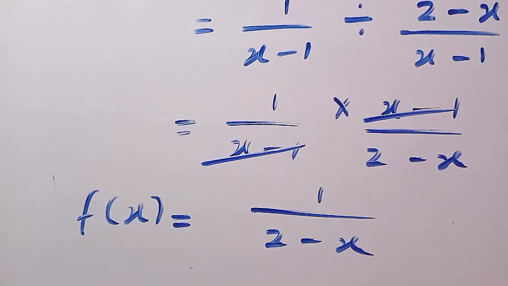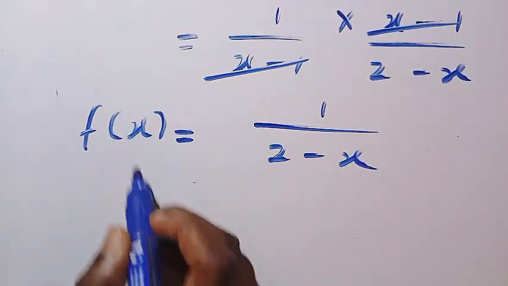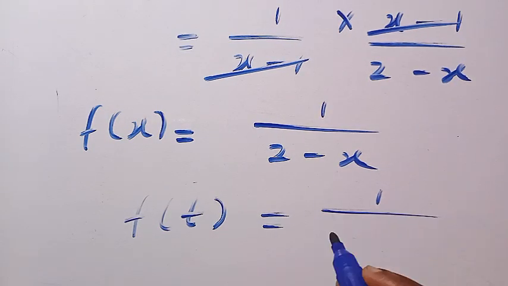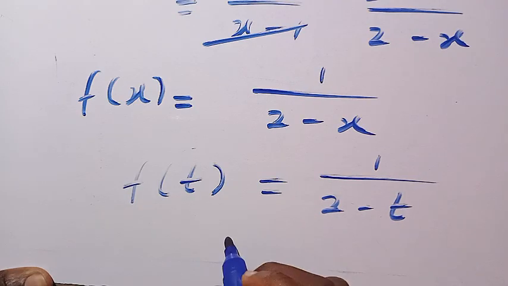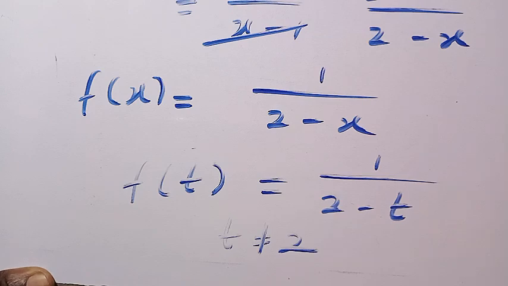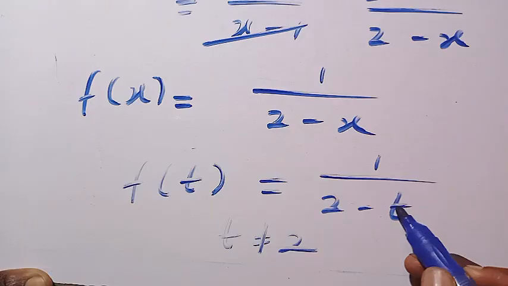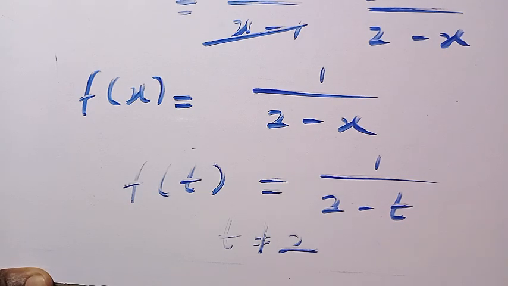Since we have f of x and we have to find f of t, we just change x to t, and we have f of t equals 1 divided by (2 minus t). But before we conclude, we have to note that t is not equal to 2. That's when we are safe, because when we plug in t equals 2, we have 1 divided by 0, which is undefined. This is how to solve this problem.